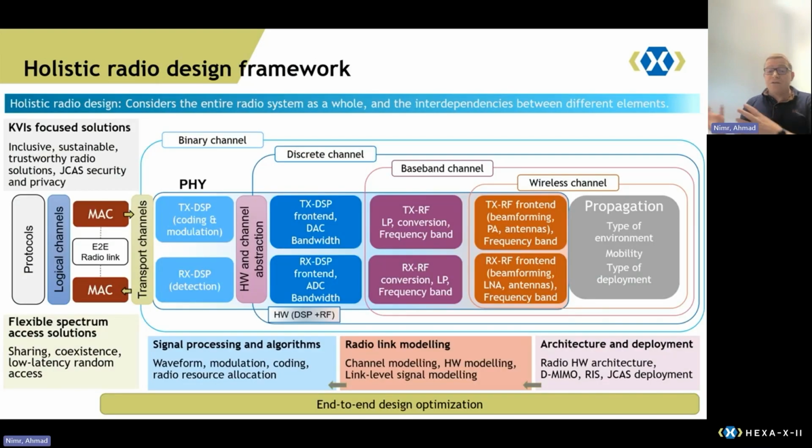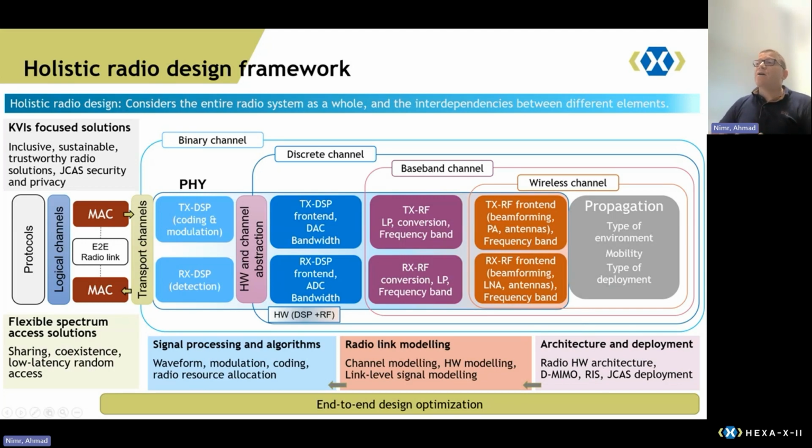Yeah, and after this long introduction, now we come to the more technical deep dive into the holistic radio design. So here is the framework, including all the components. So let's look at the different components. We have the propagation, and this is related to the use cases. And then we have the radio front end that also provides the operating frequency and the antennas, and all of them form the wireless channel. And this could be subject then to the architecture and deployment. So this wireless channel is affected by these architecture and deployment options.